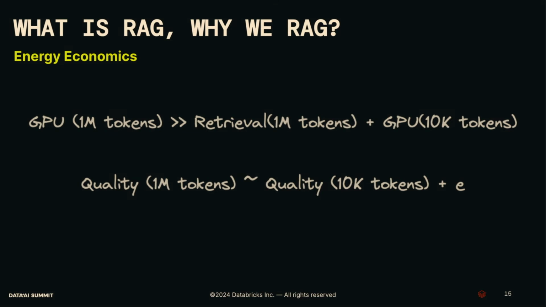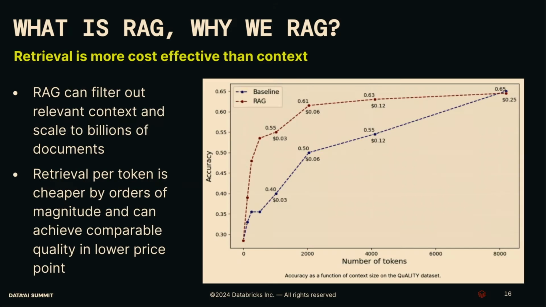Also, I want to convince you about the energy around that, right? So the GPU per million tokens is way, way, way larger than the retrieval per million tokens and the GPU for 10K tokens, right? And the quality, I hope to convince you with that, is about the same with some error, which is okay. And we actually tested it, and you get around 95% of the accuracy for 25% of the cost, even in small context sizes, okay? So it's also a matter of cost. When you want to scale a system, it's a lot about how much does it cost me.